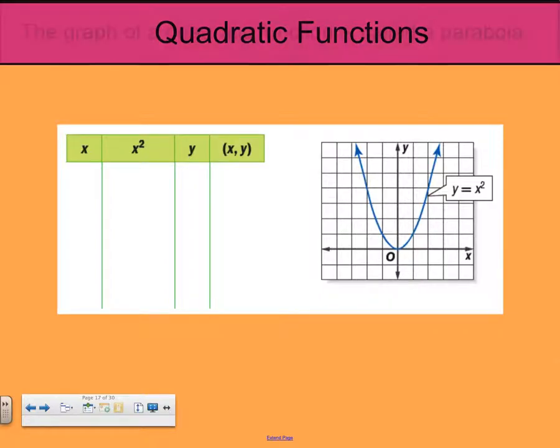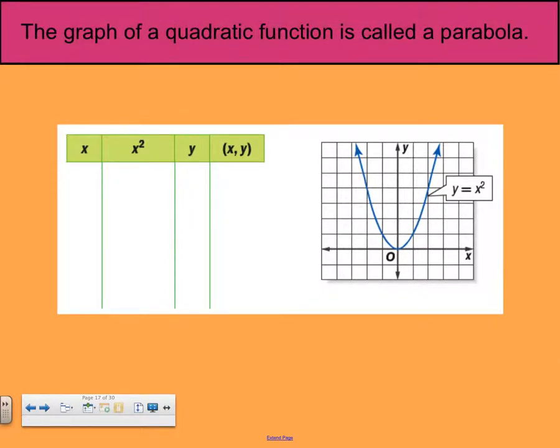They are part of the nonlinear group, which means they are not straight. And what we know about quadratic functions is that the graph of a quadratic function is called a parabola. And a parabola is a U shape. And we've been learning the last couple of days that the U shape can either be opening upward or opening downward, and the vertex can be at many different places.